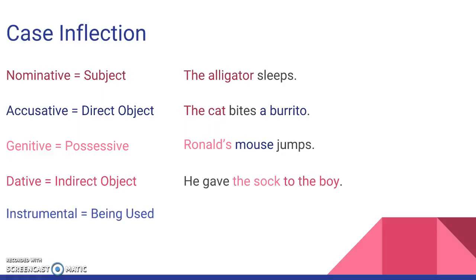The instrumental case is used to show when a noun is used to accomplish something. The thing in the instrumental case is what's being used. So in this sentence, the hammer would be defined as instrumental because it's what is being used to build the house.